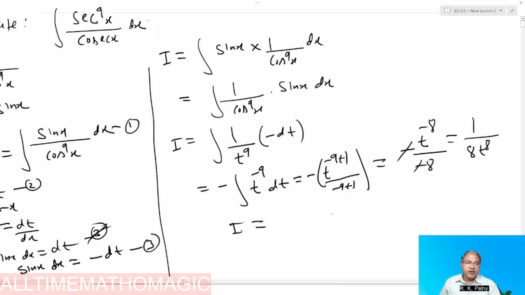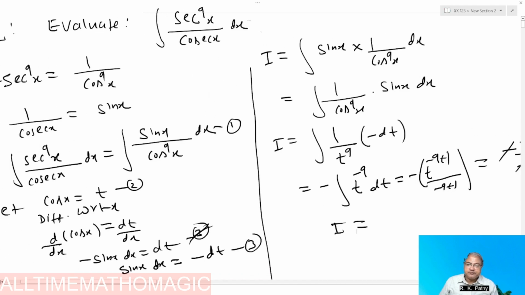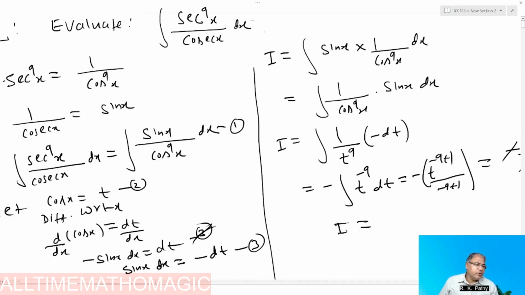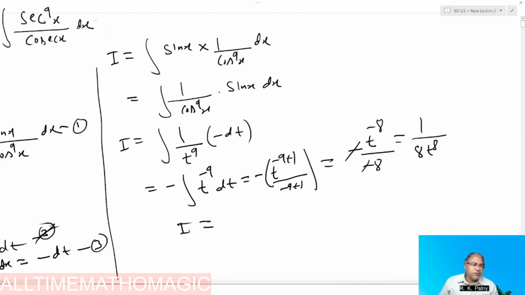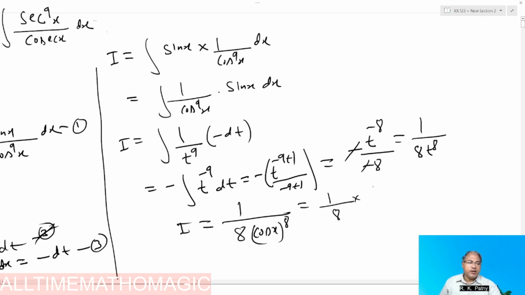Therefore I equals to, what was the t? T was nothing but cos x. So we are back substituting, t is nothing but cos x. Therefore, I equals to 1 upon 8 cos x raised to 8, that is equals to 1 upon 8 into 1 upon cos raised to 8x, that is equals to sec raised to 8x upon 8 plus c. This is the required solution.